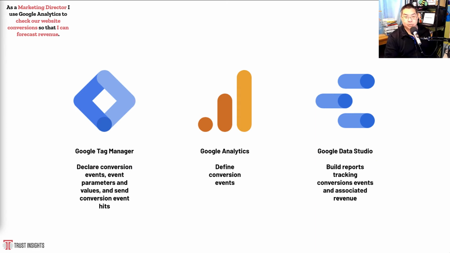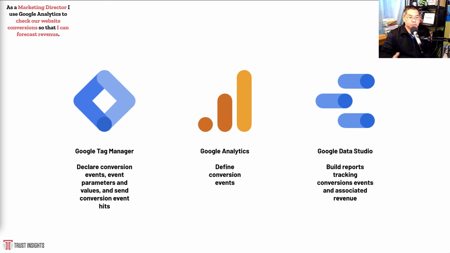So we need website conversions, which means we need to set up those conversions in Tag Manager so that I can forecast revenue. Okay, well, that tells us not only do we need conversions, we need event values. When something happens, what's the value of that event, right? I need to send those event hits to Google Analytics. In Google Analytics, I have to define the conversion events so I can track them in there and slice and dice them. And then based on this user story, I know that I need to report on this, right? We need to be able to report on revenue and forecast it. We need to report on website conversions.